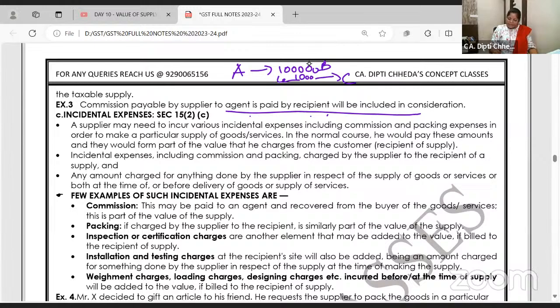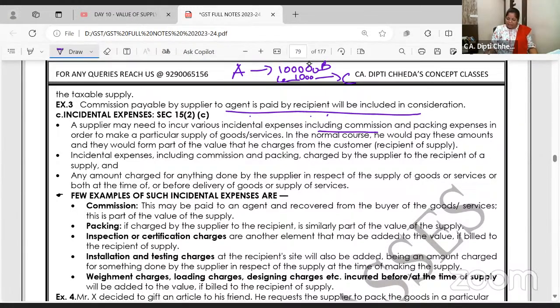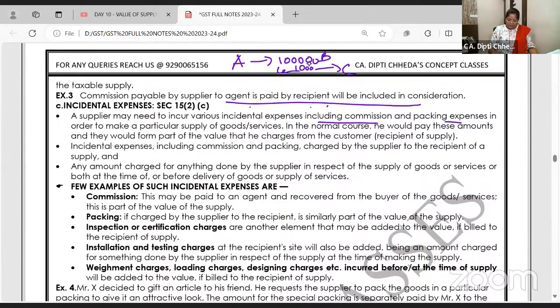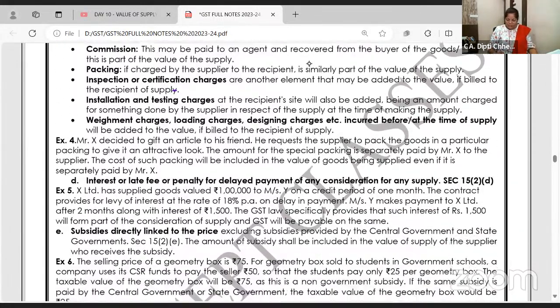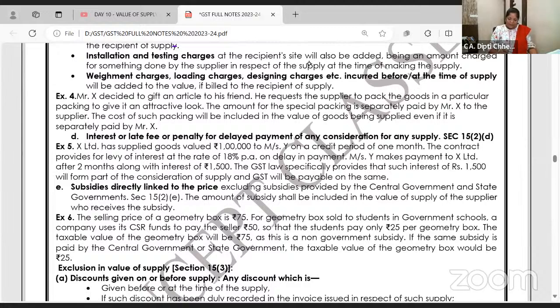Yeah. Incidental expenses like commission, packing, inspection, installation. This detail, please read at home, and any doubts you have, you can ask. X decided to gift an article to a friend. He requests the supplier to pack the goods in a particular attractive way. So special packing charges, will it be included?